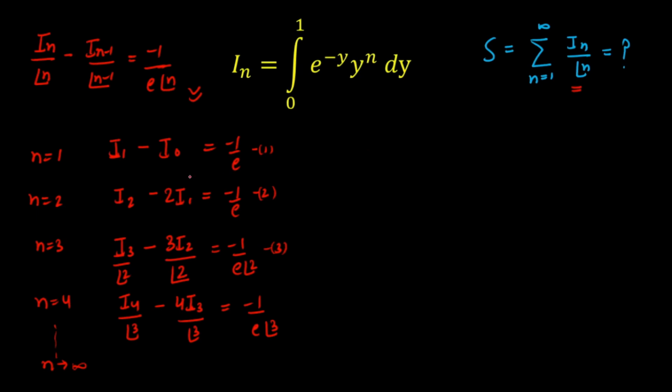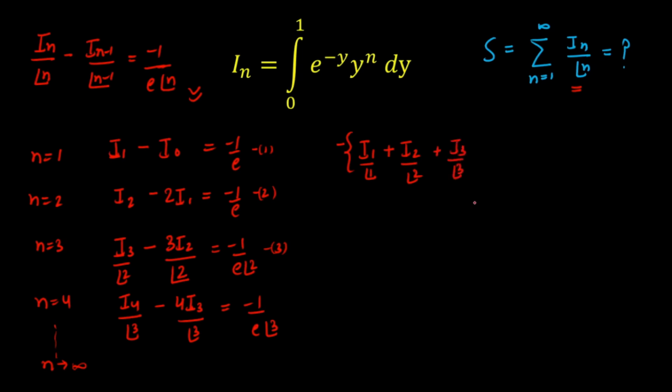Now if you add all the equations, you will get I1 minus 2 of I1, so you will get negative times of I1. Now I can write this as I1 upon 1 factorial. Similarly, if you add I2 minus 3 times of I2 divided by 2 factorial, you will get minus times of I2 upon 2 factorial, because negative is there, so I've taken negative outside. Similarly, if you add I3 divided by 2 factorial minus 4 I3 upon 3 factorial, you get I3 upon 3 factorial, with negative outside.